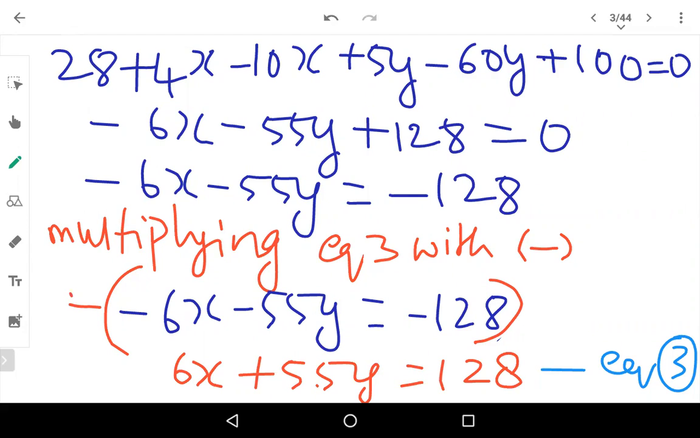Okay, so everybody understood until here? Any doubts? How to simplify the first equation?